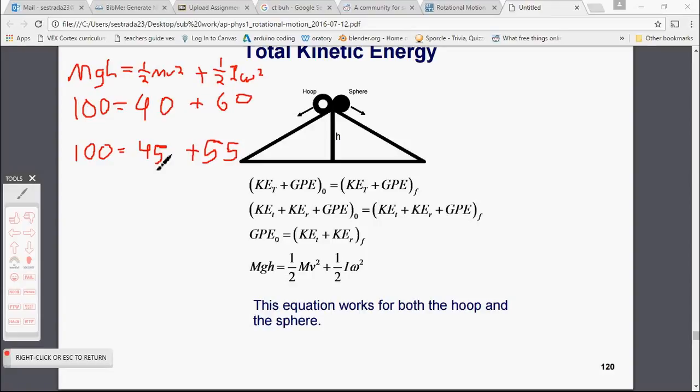So what's happening is that they start off with the same amount of potential energy, but that potential energy is transformed into kinetic energy. But because the hoop has a greater amount of rotational inertia, it's going to take more of that energy into the rotational kinetic energy, leaving less of that potential energy to go into linear kinetic energy.